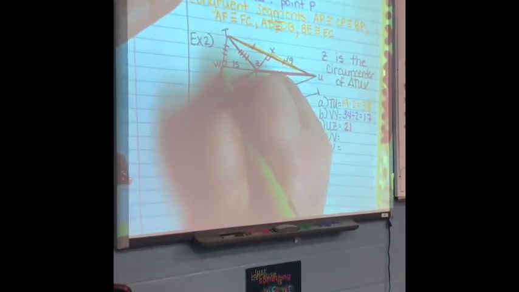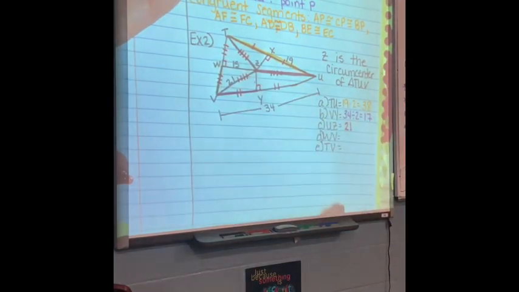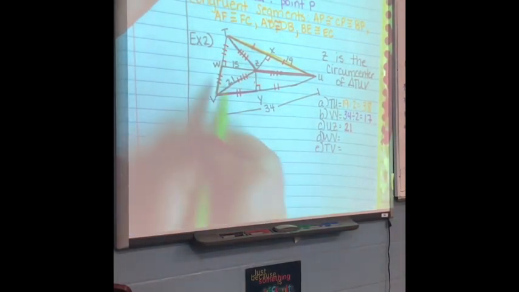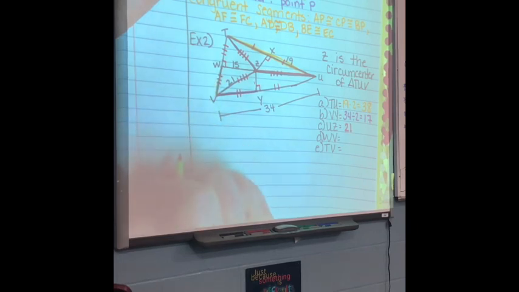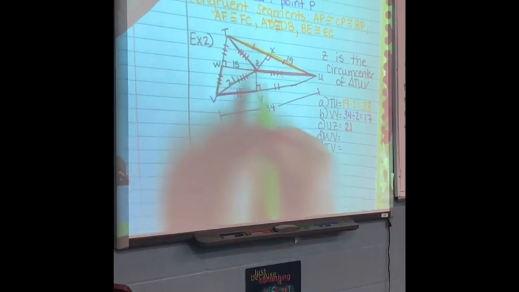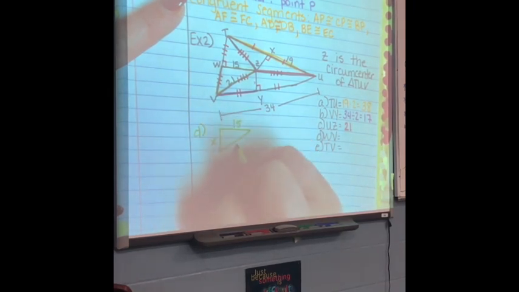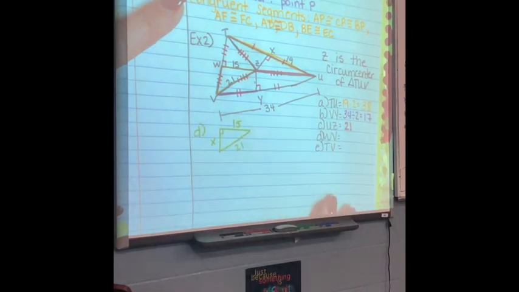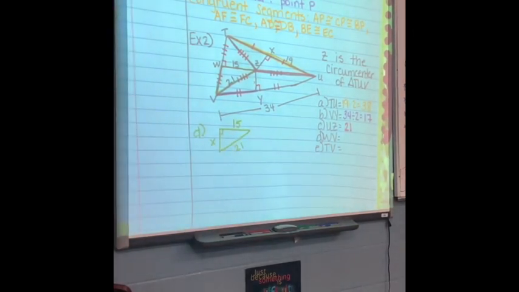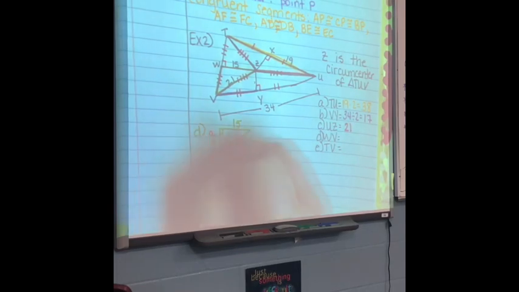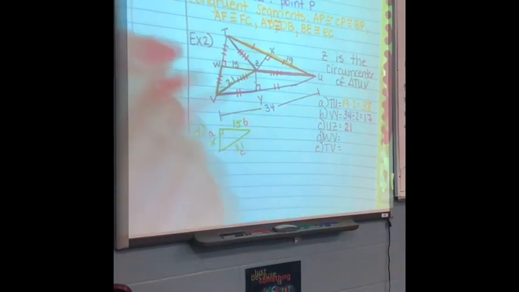Now I'm looking at WV, right here in this piece. How might I find WV? I'm gonna have to use Pythagorean theorem. I'm gonna take this little triangle right here and I'm gonna cut it out over here. This is my triangle. I don't know this. This is 15 and this is 21. Does everybody agree? Yes, ma'am. So just a real quick label here. I've got my A, my B, and my C.